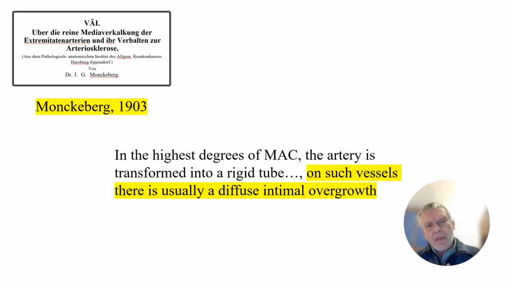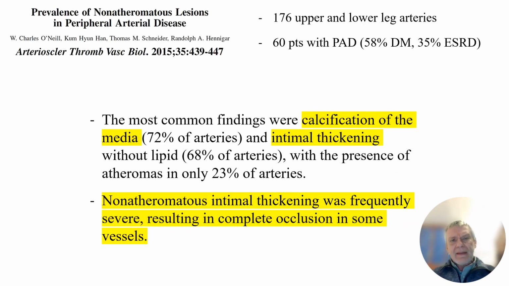Monckeberg wrote in 1903, in the highest degrees of MAC, the artery is transformed into a rigid tube. On such vessels, there is usually a diffuse intimal overgrowth. And in this paper, of 176 upper and lower leg arteries studied after amputation due to critical limb ischemia, the most common findings were calcification of the media in 72% of the arteries and intimal thickening without lipid in 68% of the arteries, with the presence of atheromas in only 23% of arteries. Non-atheromatous intimal thickening was frequently severe, resulting in complete occlusion in some vessels.